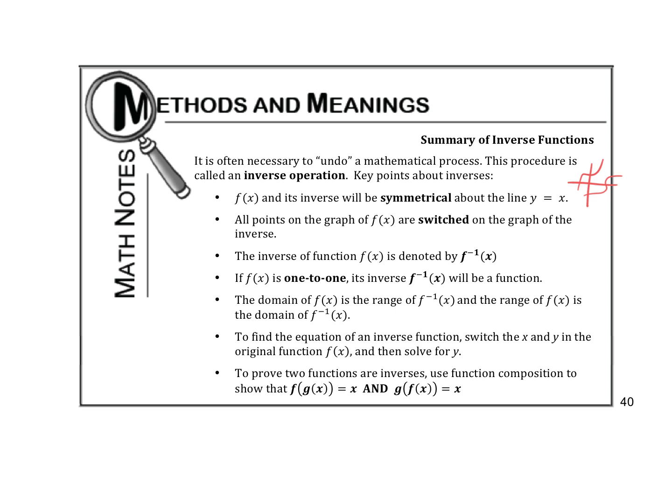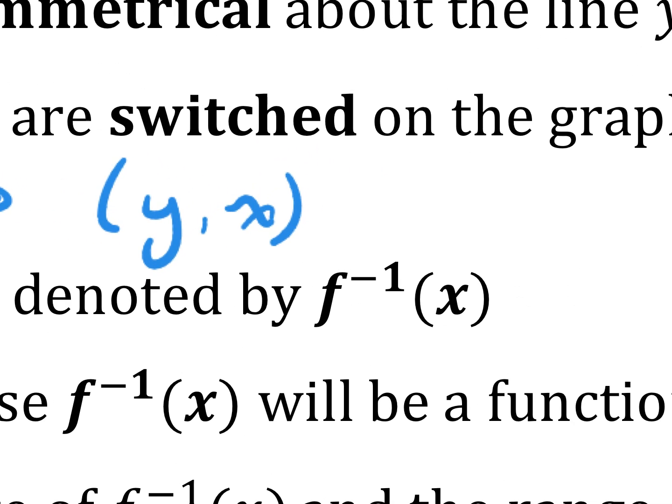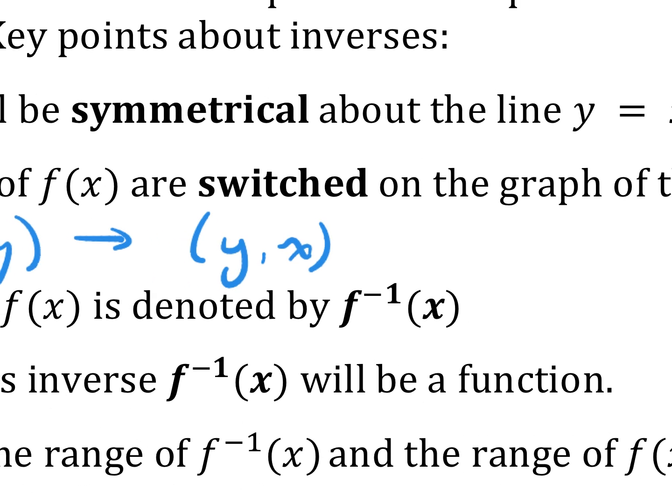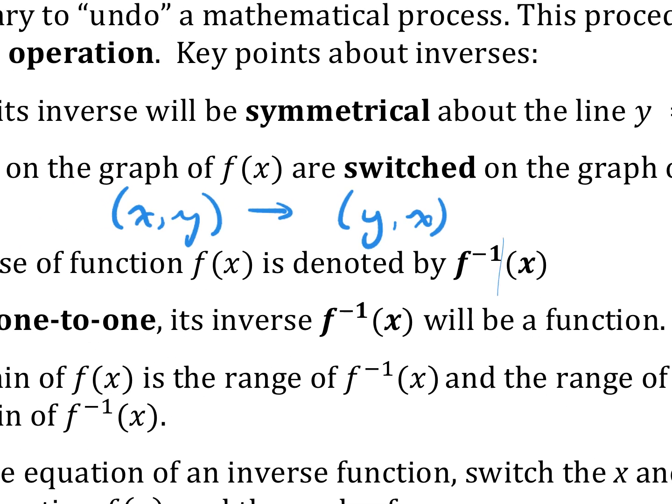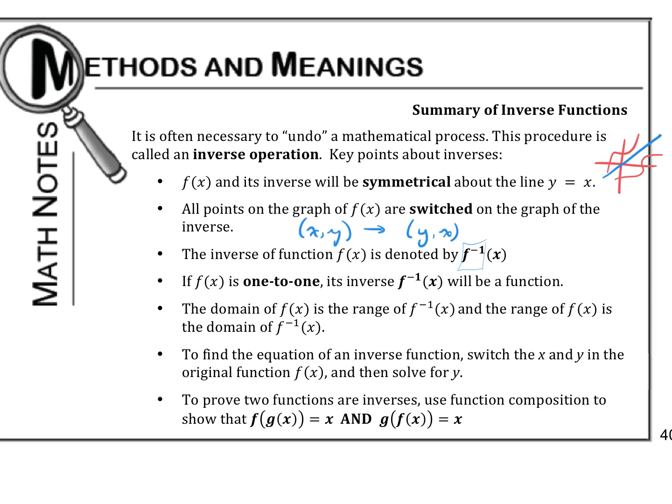That was not a great picture, but it wasn't terrible. It's a reflection across that line. All the points in the graph are switched, so if a point is originally x comma y, then the point on the inverse graph is going to be y comma x, because it's about switching inputs and outputs. We denote it with this crazy notation with this -1 here. That does not mean anything about taking anything to a -1 power or a reciprocal. It just means f inverse. It's kind of a stupid notation, but that's how they denote it.